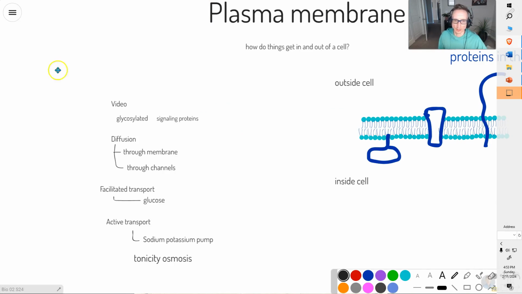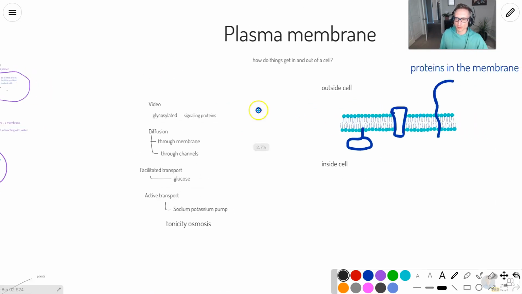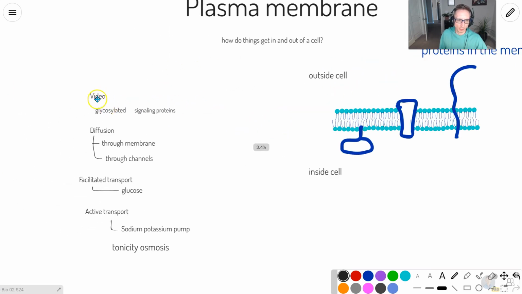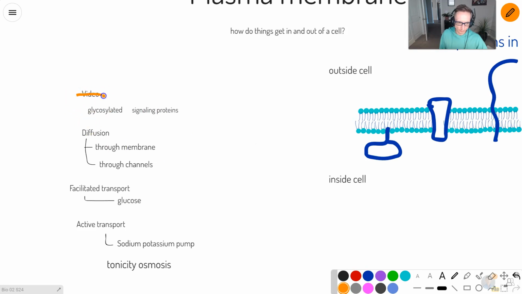Get that out of the way there. And so let's just go through this now. How do we get things inside and out of the cell? We went through the video. We're going to talk about glycosylated and signaling proteins, which we saw a little bit of. Then we're going to get into diffusion and talk about the different ways things get through the cell. And at the end, we're going to talk about tonicity. It just has to do with salt and osmosis.